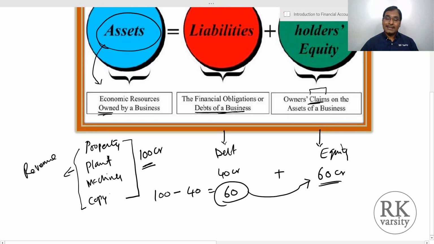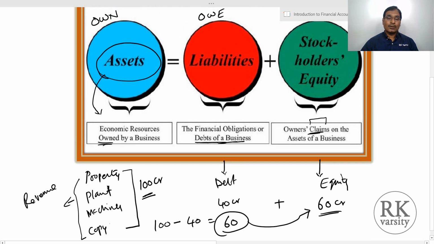In the process of this business, we also have other types of assets like current assets, non-current assets, fixed tangible assets, fixed assets, right? And similarly in liabilities we have non-current liabilities and current liabilities. That is an extended one. But the core idea is your assets equals liabilities plus owner's equity.